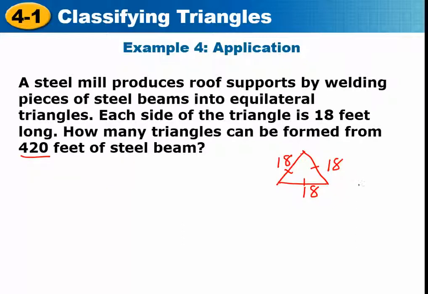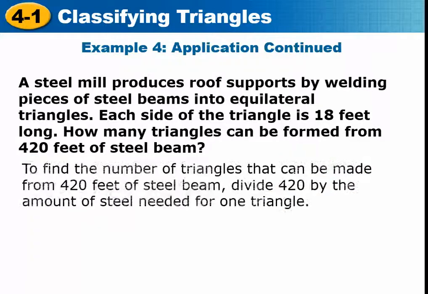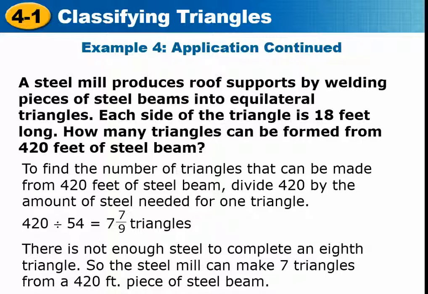Well, in just one triangle, I used up 18 plus 18 plus 18 feet. So that would be 18 times 3. 8 times 3 is 24, carry the 2, 3, 4, 5. So I used 54 feet for one triangle. So if every single triangle takes 54 feet, then you're going to have to take 420 and divide it by 54. So you can make 7 and 7/9 triangles, but they're not going to want 7/9 of a triangle when you're making a roof support, so the answer will just be 7 triangles. You can't have a triangle that's not complete at the end.